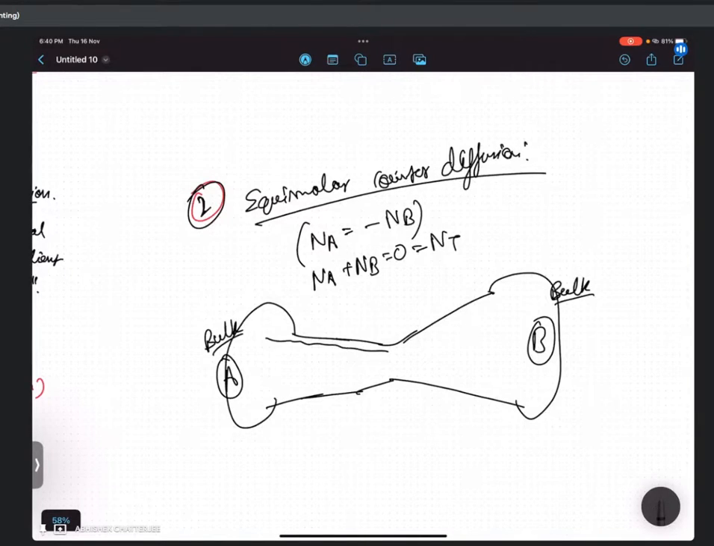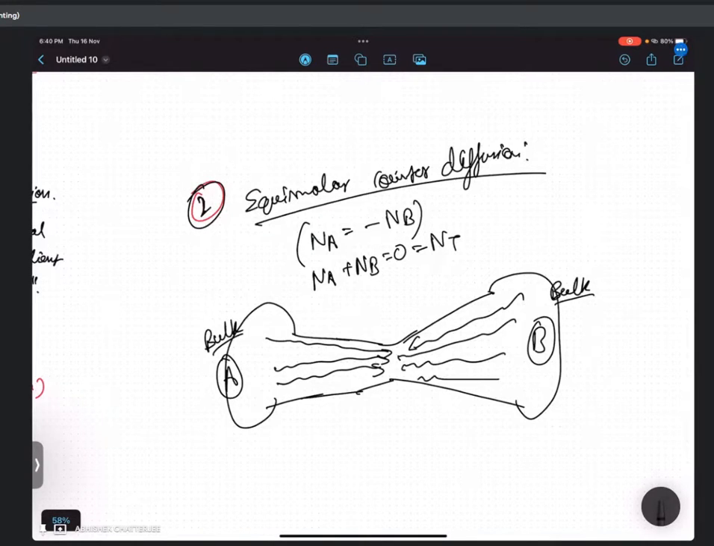Now A will start diffusing in the direction of B, because here the concentration of A is low, and B will start diffusing in the other direction, because in that direction the B concentration is low. So B diffuses from high to low concentration, and A diffuses from high to low concentration. Both Na and Nb are diffusing, however the directions are different, so we are putting a negative sign. Clear? This is your equimolar counter diffusion, and both are diffusing in the same molar amounts. That's why we call it equimolar counter diffusion.